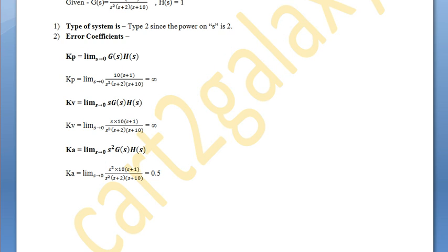Then doing the same thing for Kv. Kv is our velocity error coefficient. It is given by limit s tending to 0, s into G(s) into H(s), right? Then substituting the values for G(s) and H(s). Now as seen in this equation, this s will cancel with s square, but still one s will remain in the denominator, which will again contribute to the value of infinity.